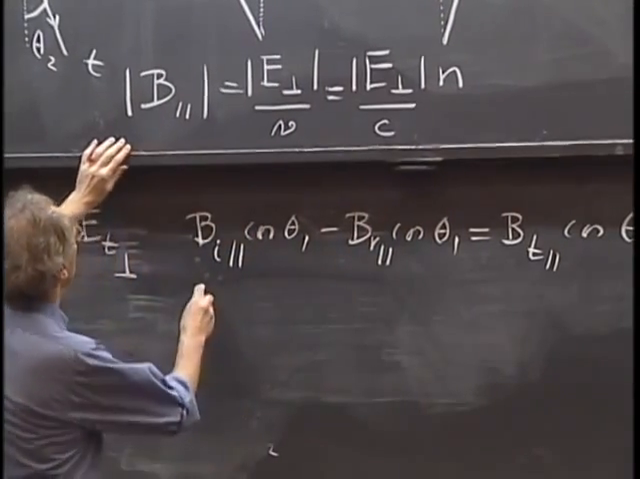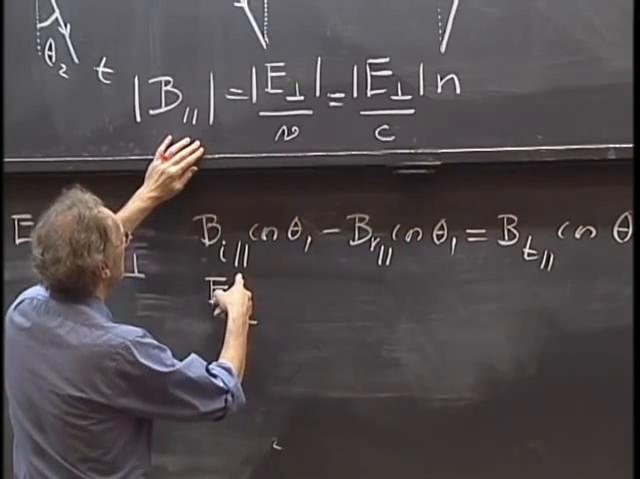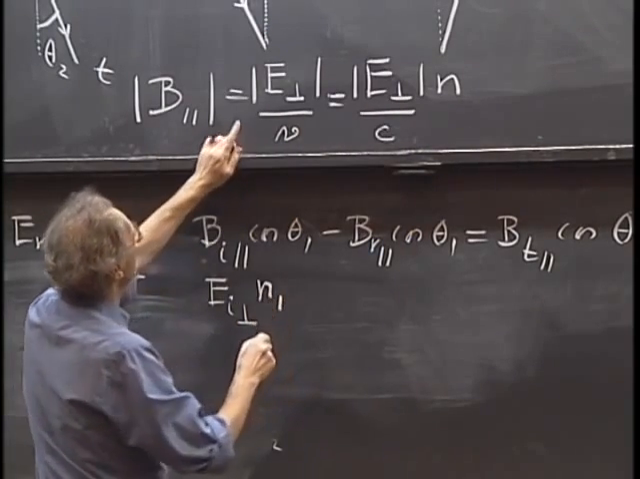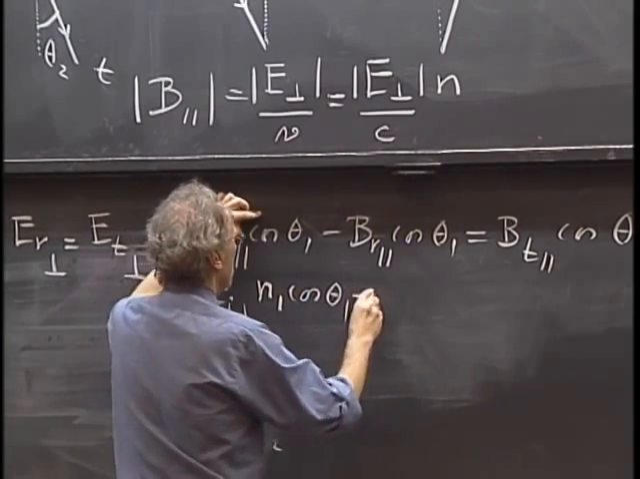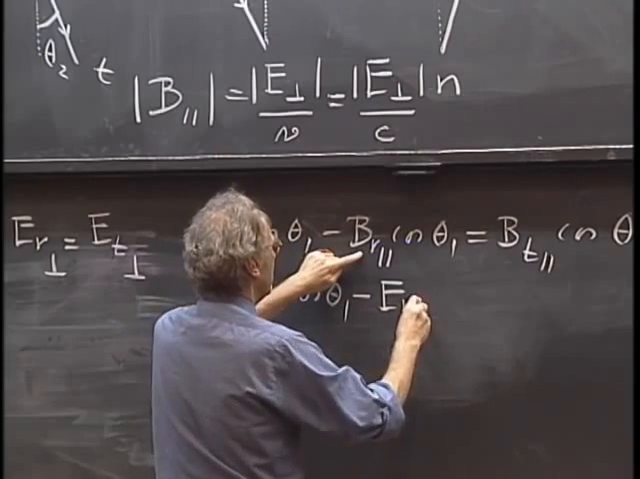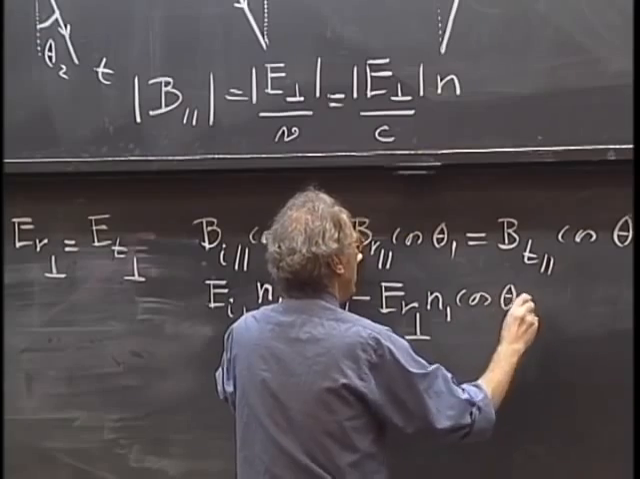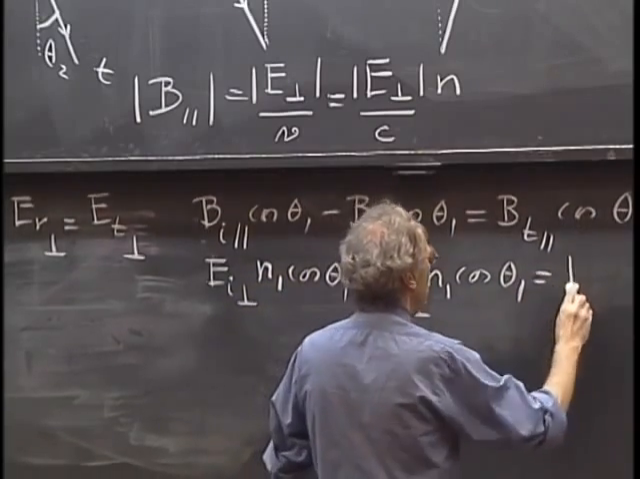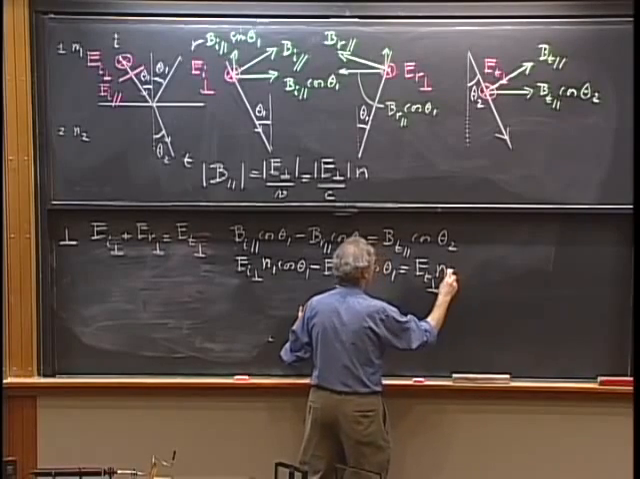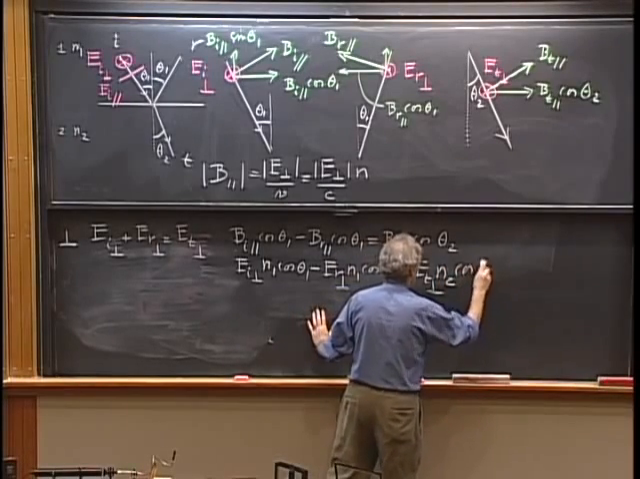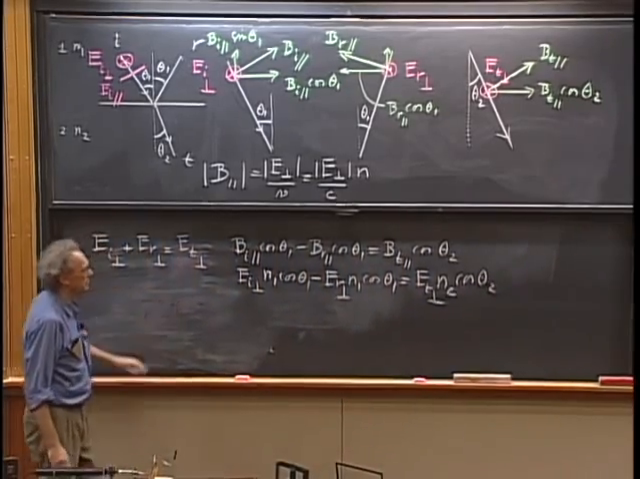So there we go. So now we get E incident perpendicular times n1, because this is medium 1, times the cosine of theta 1, minus E reflected perpendicular times n1, times the cosine of theta 1, equals E transmitted perpendicular times n2, because I'm now in medium 2, times the cosine of theta 2. And I have killed all c's.